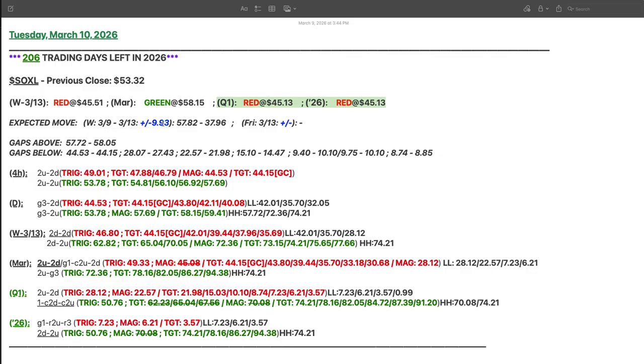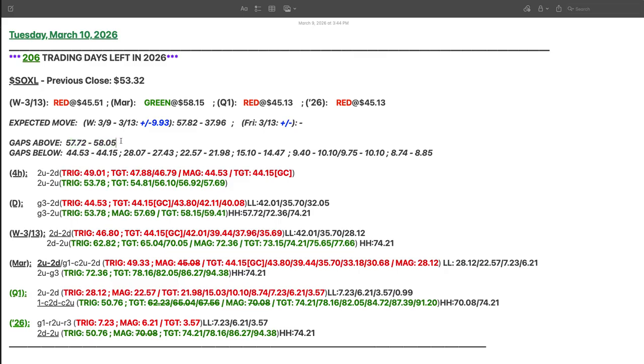We know the market makers' expected move for the week was plus or minus $9.93 from the close price on Friday, which gave us an expected range of 57.82 to 37.96, which, if we go to the downside, would give us a 2 down on the week. And even if we were to reach the market makers' expected move high for the week, that would still make it an inside candle if we didn't breach the downside. So we'll have to see where things end up. We could end up with the 3 on the week. We never know.